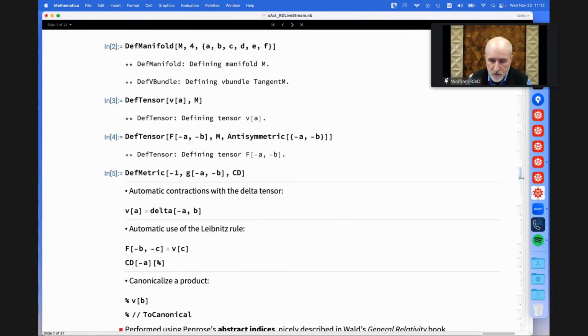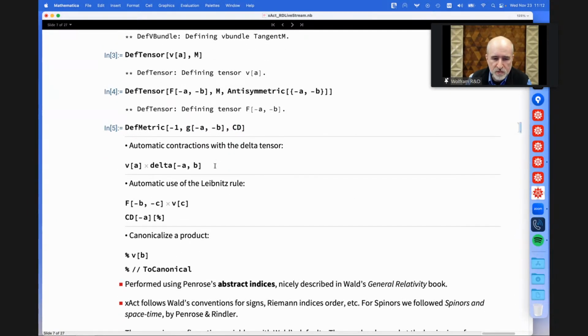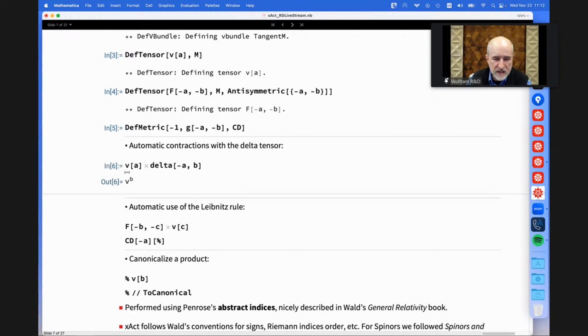We don't need to look at those. Now let's do some examples. As usual, in the Einstein convention for tensor fields, we have automatic contractions of indices with repeated names but of different characters. This is contravariant, this is covariant. So this is the delta. You see, it changed to V b. Internally, this is just V of b.